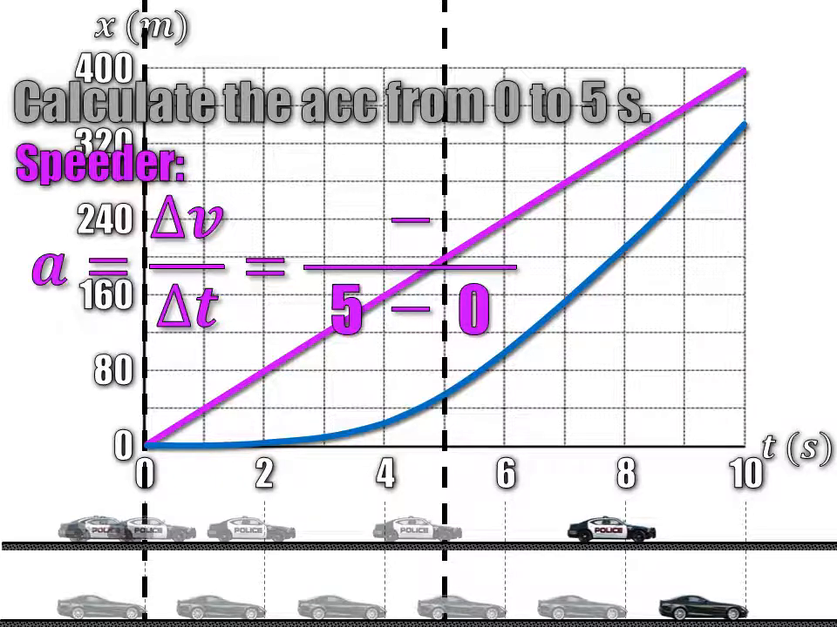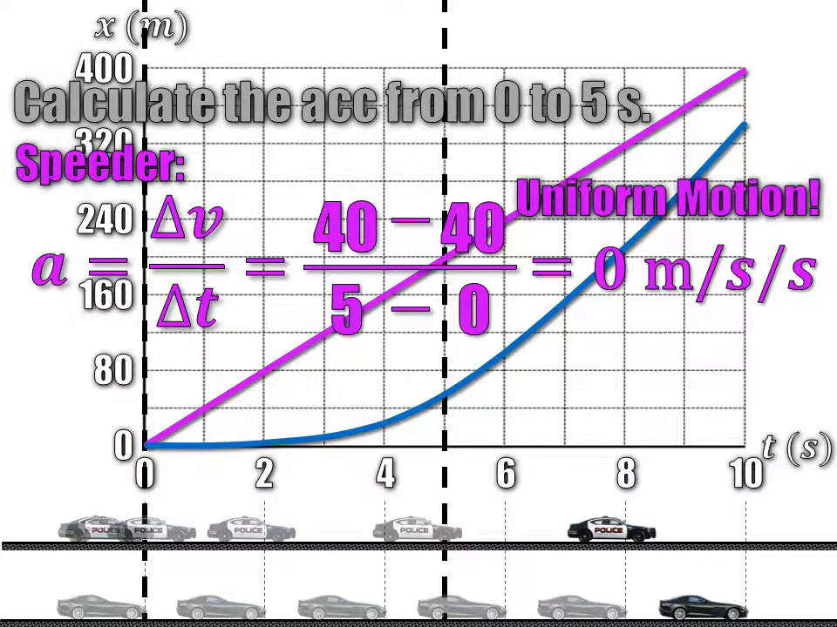Now remember, the speeder was going at a constant speed of 40 meters per second, which means at 5 seconds, the speeder was going 40 meters per second. And at 0 seconds, the speeder was going 40 meters per second. It had constant speed the entire time. If we do the math on this, we have 40 minus 40 on top, which gives us 0. And 0 divided by anything, in this case 5, is going to return 0. That's because the speeder was in uniform motion. There is no acceleration if the velocity is not changing. If an object is going at constant speed in a straight line, uniform motion, the acceleration is 0.